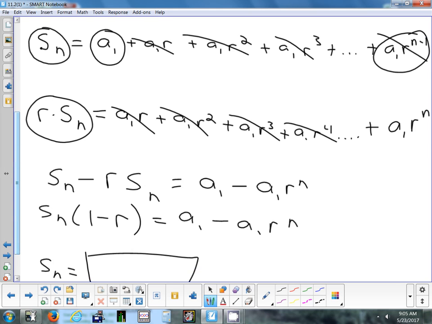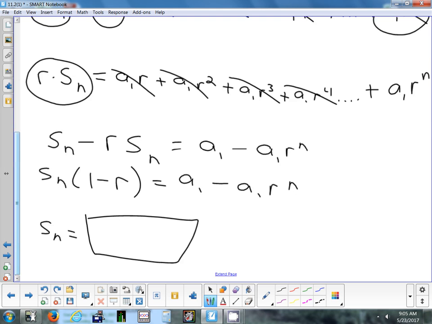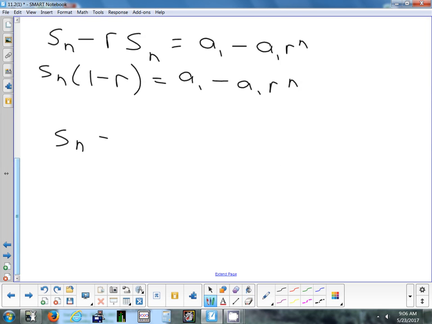What could I do now? Divide each side by 1 minus r. And I'm going to write that answer down here. So S sub n equals a sub 1 minus a sub 1 r to the n over 1 minus r. And what does it have in the top in common? Is an a sub 1. So if you want, you could factor that out as well.